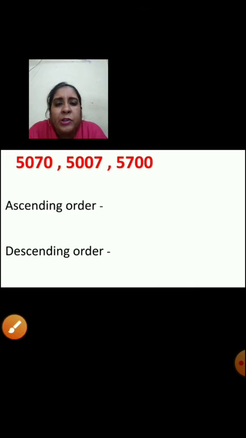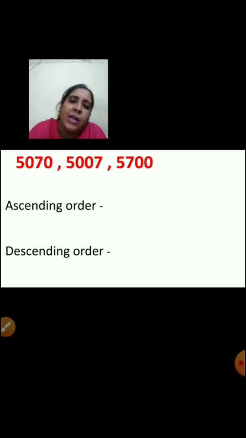Now how you will arrange this in ascending and descending order? You know the smallest number will come first, then the middle number, and the last is the biggest number. It is from small to big. Now let's see the answer.